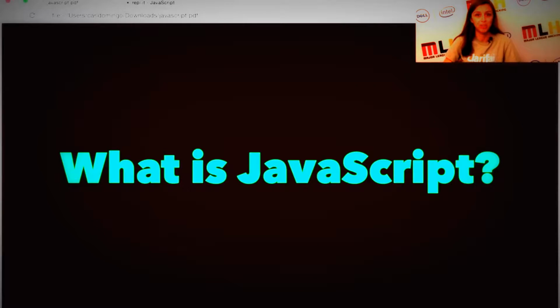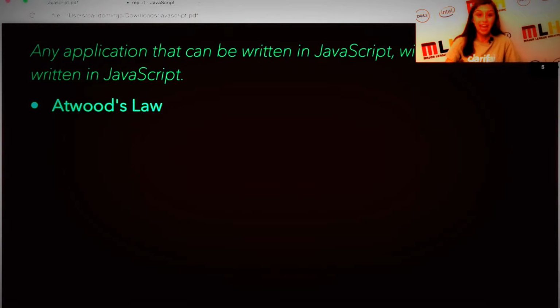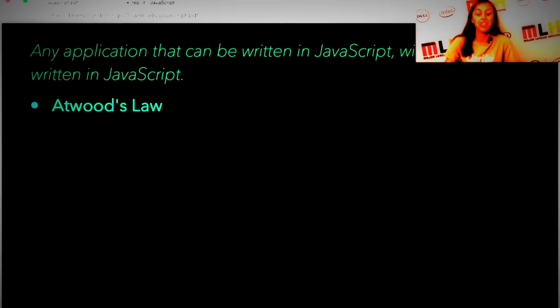So what is JavaScript? JavaScript is the language of the web. It is the one thing that you can really build anything in. And when I say anything, I mean anything. You can build scripts, web applications, mobile applications. You can inject different ideas into different websites. There's so many options with JavaScript. There's actually a law called Atwood's Law, and it says any application that can be written in JavaScript will eventually be written in JavaScript. Whoa, it's so cool.